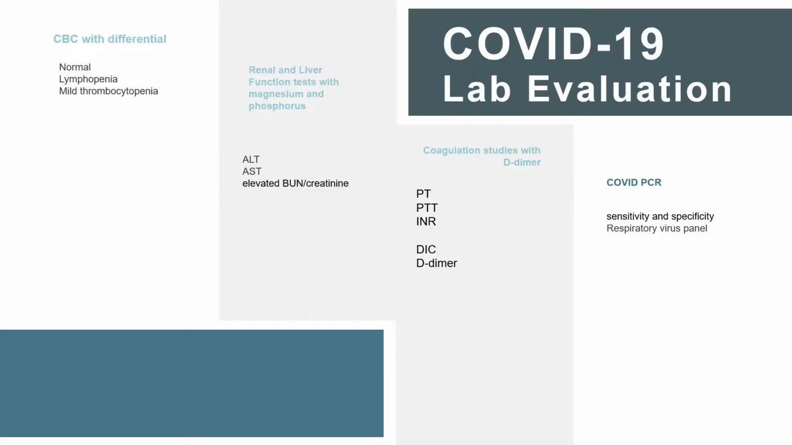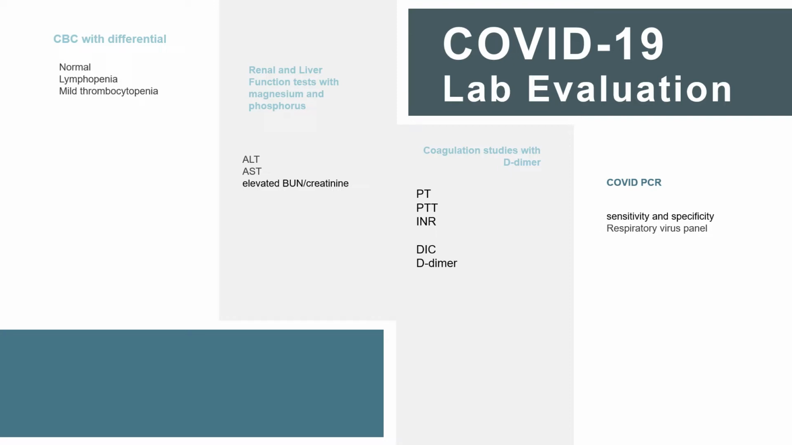Going for the lab evaluation, it is recommended to send for all of these labs. CBC with differential can be normal sometimes. Leukopenia can happen. Lymphopenia happens in more than 80% of the patients. Sometimes there is mild thrombocytopenia. Liver and renal function tests, BUN and creatinine can be elevated sometimes. ALT and AST may be mildly elevated. Total bilirubin can also be elevated. Coagulation studies with D-dimer can be normal. D-dimer sometimes happens to be high. You're going to look for DIC as it happens sometimes.